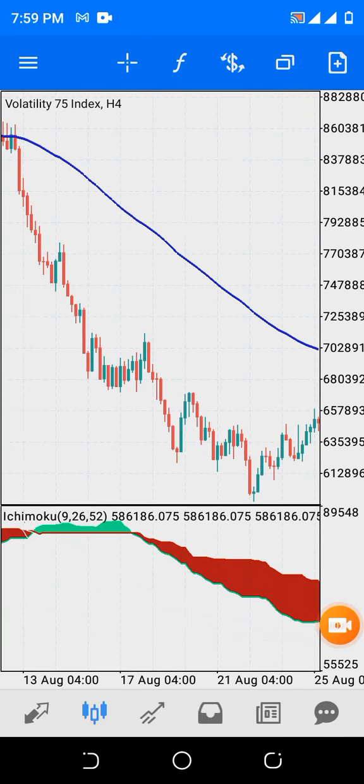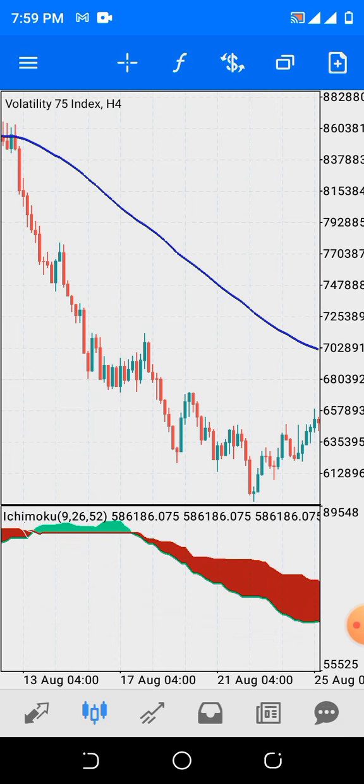Welcome back. This is the profit guarantee strategy I'm about to review for you now. Only two indicators are used in this particular strategy: the moving average and the Ichimoku indicator.